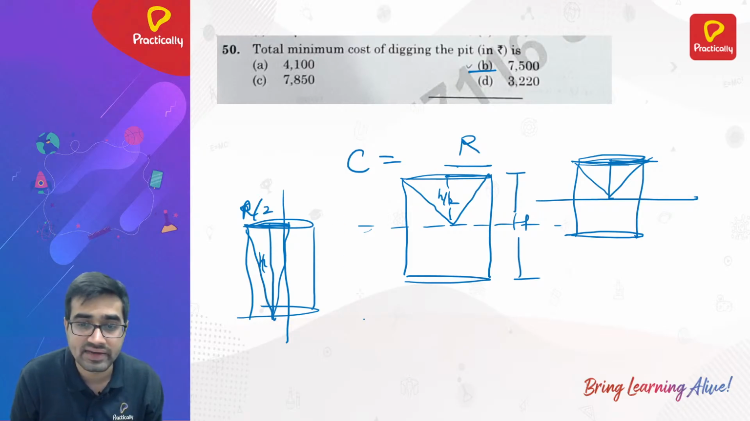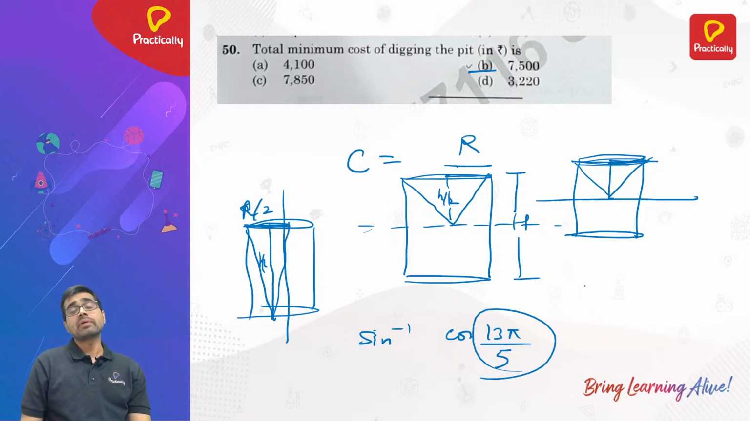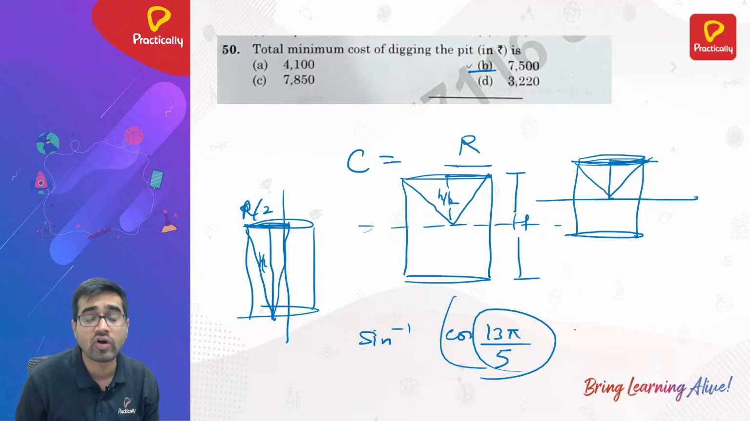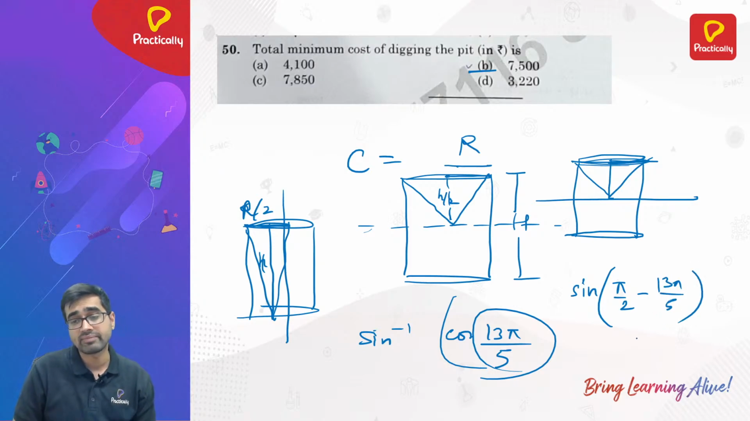You are asking about sine inverse. What you are asking? Sine inverse of cos of 13 pi by 5. First of all, you can write cos theta as sine of 90 minus theta. So 90 minus 13 pi by 5. So this will be 5 pi minus 13, so minus 8 pi. No, wait.